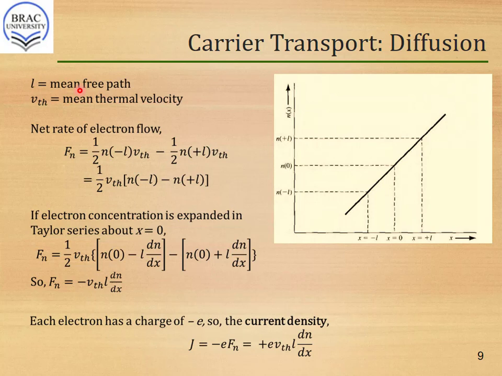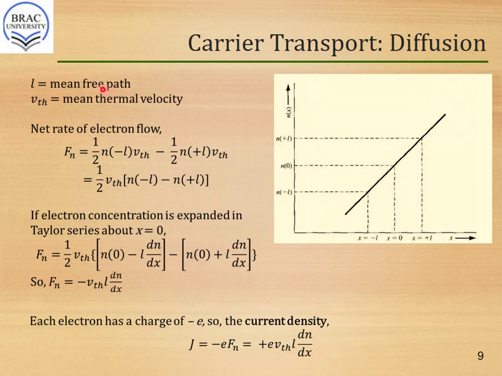We know that when an electron is in a semiconductor, it's constantly moving. So an electron gets involved in collisions after some random intervals. An electron travels a distance between two collisions, and L is actually the average of all these distances between two collisions. That is what we know as mean free path. And another one is VTH, which is the mean thermal velocity at which electrons will move.